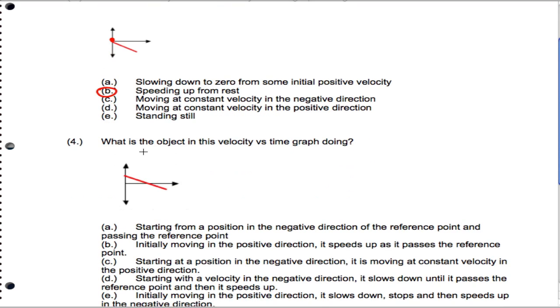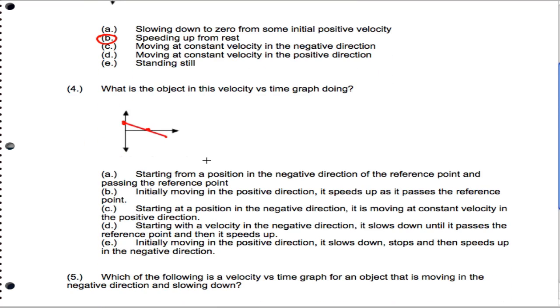Now what's happening in this graph, I start off going forwards and fast, slow down to a stop, and then start going backwards faster and faster and faster. Which answer captures that idea? Well, let's find out. Starting from position in the negative direction of the reference point, passing through the reference point. Well, we need the idea that it stops, and I'm not seeing that in this choice. You see, it stops right there and then it speeds up again, and I need some choice that'll capture that idea, and that seems to happen right here in choice E.